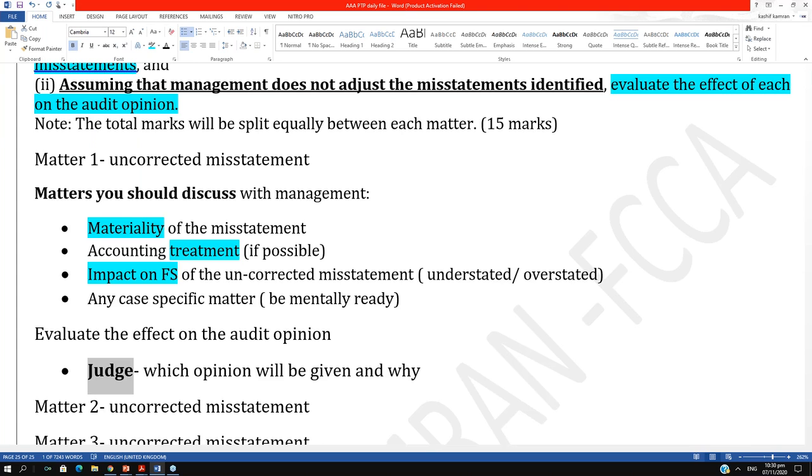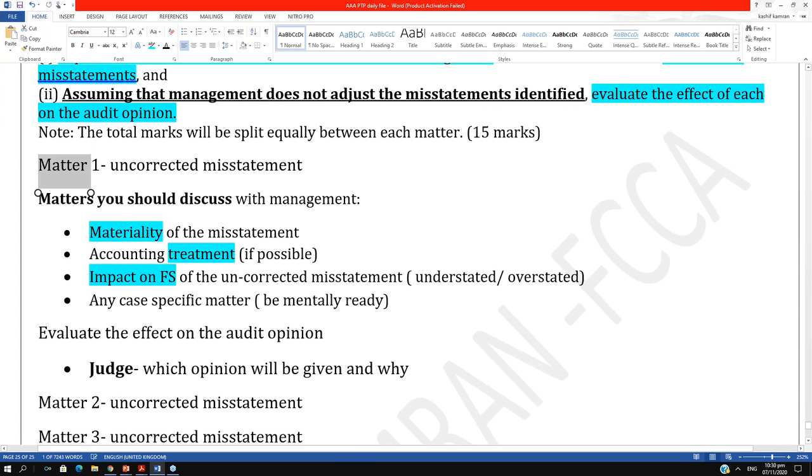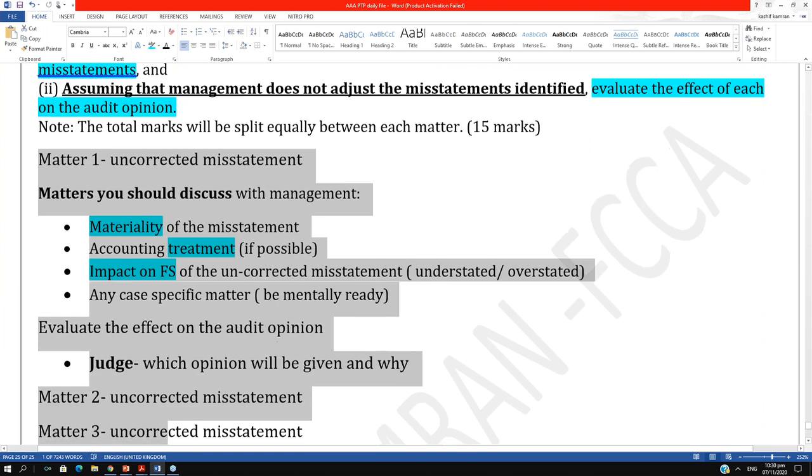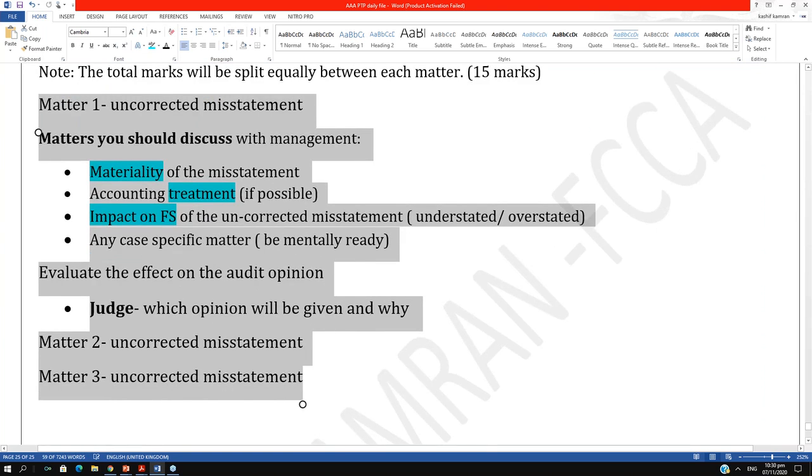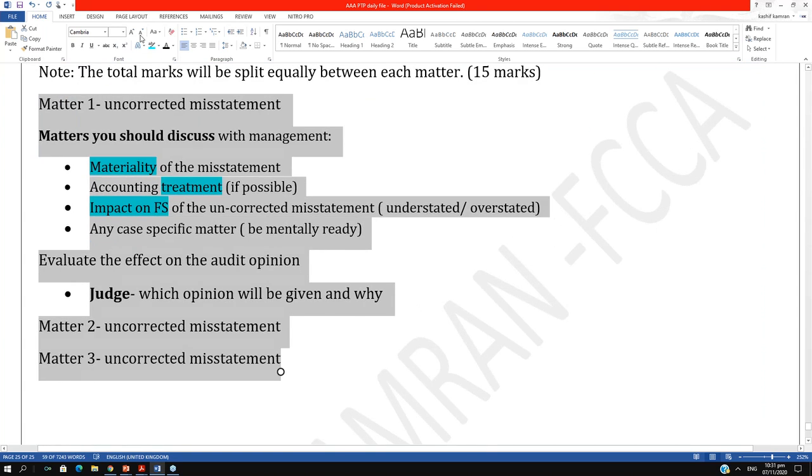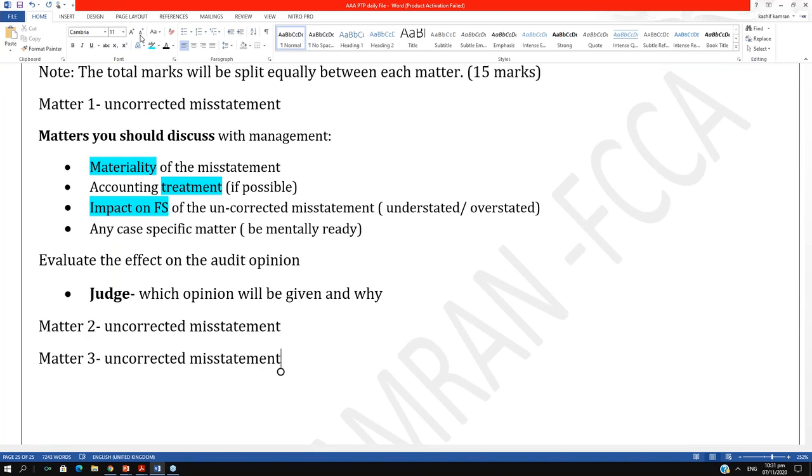So for every matter, you will do the same exercise which I just did with you. Can we just solve matter 1 as an example? And on that basis, you can solve matter 2 and matter 3, right? Okay, let's solve matter 1. I'm taking the example and I'm giving you the solution to matter 1.